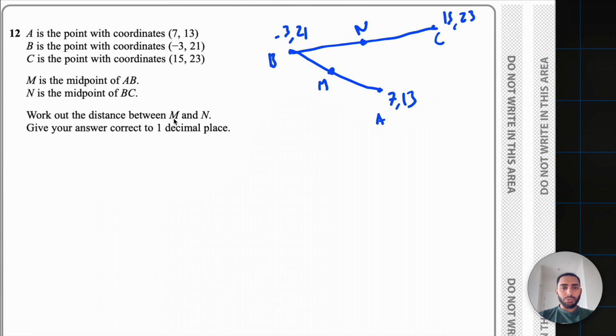Work out the distance between M and N. So the goal here is to find out that distance. Give your answer correct to one decimal place. So the first thing I'm going to do is find out what these midpoints are. I'm not going to worry about this distance for now because I need the midpoints first.